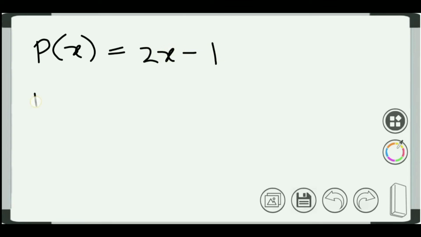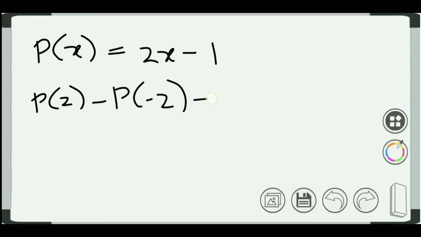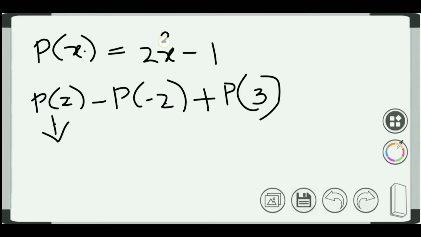Or in the question itself, they'll give one polynomial, P of x is equal to 2x minus 1. You need to find P of 2 minus P of minus 2 plus P of 3. What will you do? First you will find P of 2 by putting the value of x as 2. Then you will find P of minus 2. P of 2 is 2 into 2, 4, 4 minus 1, 3. P of 2 is 3.